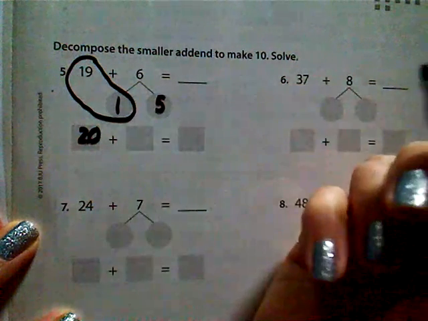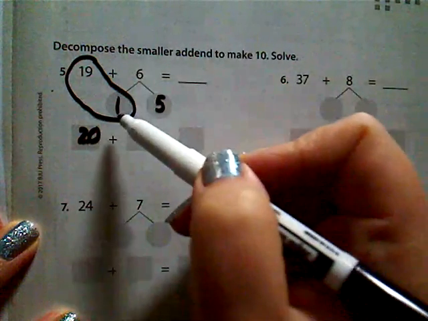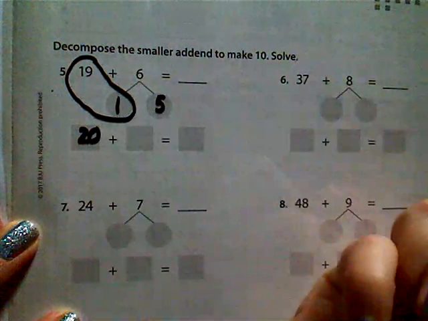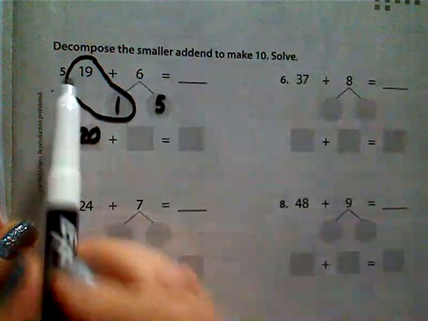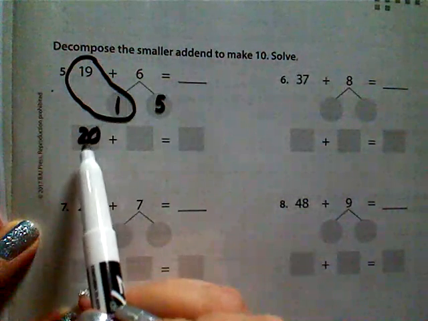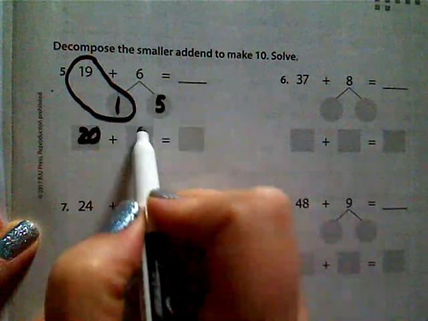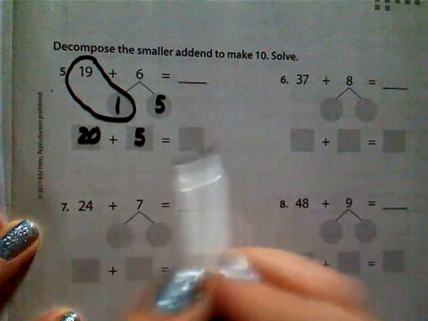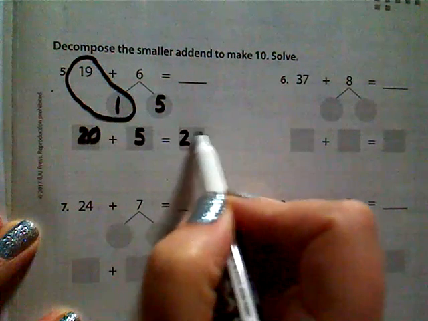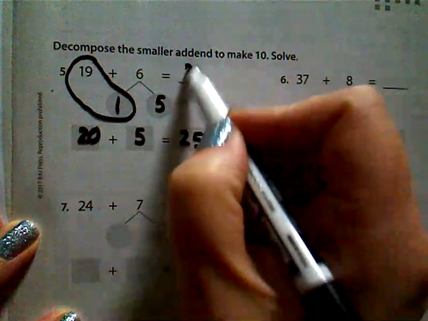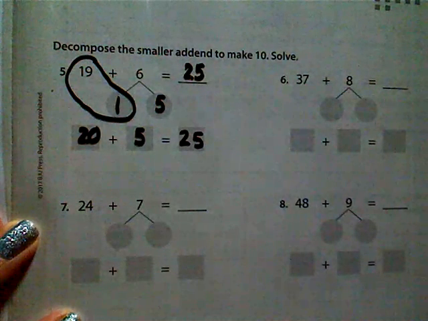So when I decompose, when I take this 6 apart, 6 is the same as 1 plus 5. And then I'm going to go ahead and make a decade number. To make 10s, I know that 19 plus 1 is 20. So now I can simply take the 20 plus the 5 that is extra, add those together to get my answer of 25. And that would be 19 plus 6 would be the same as 25.